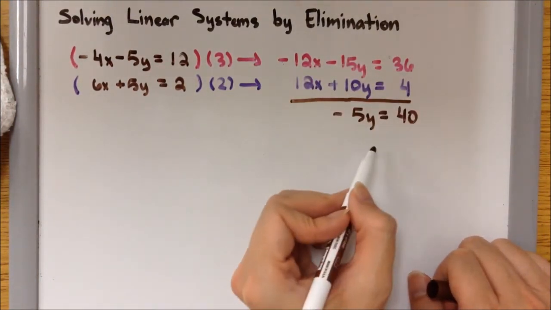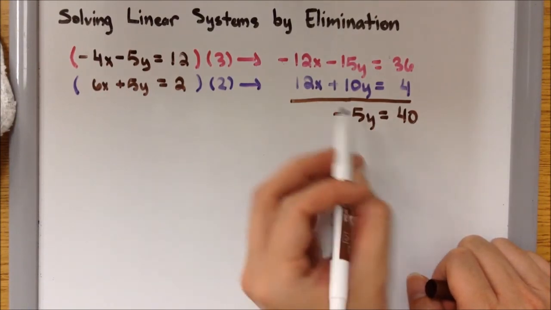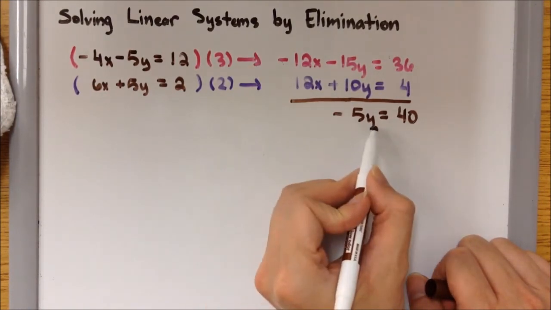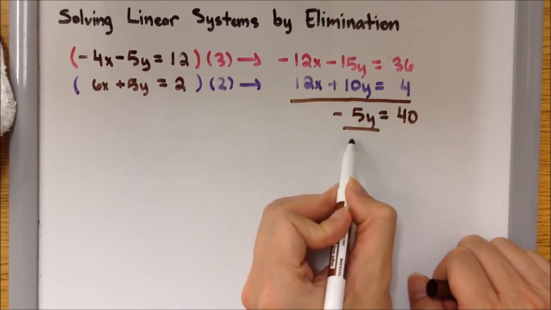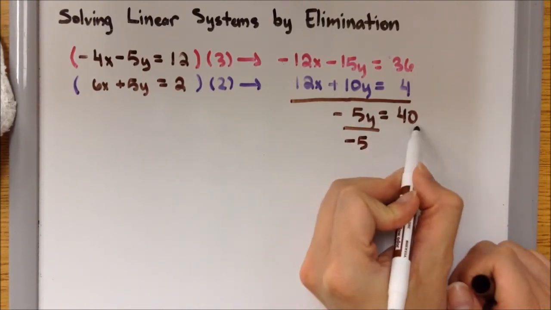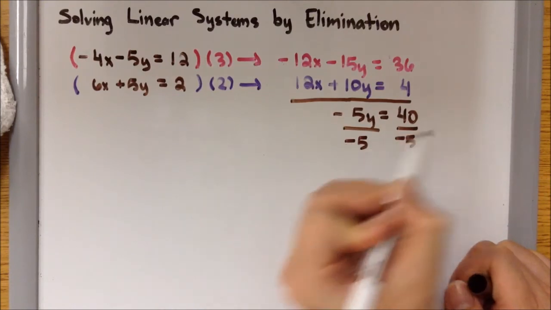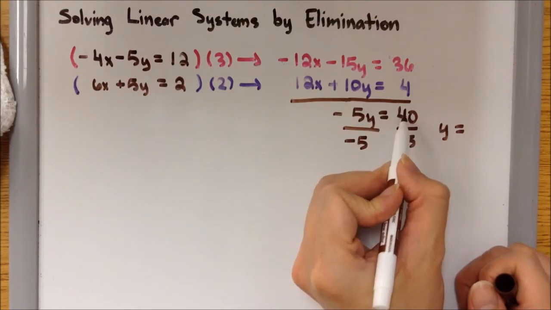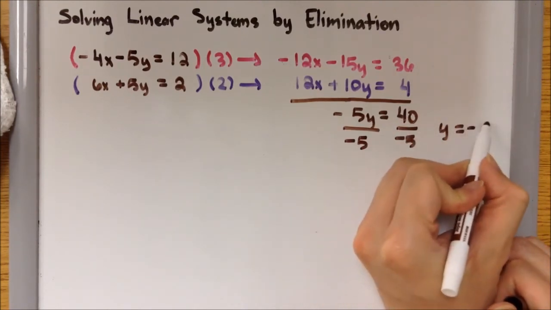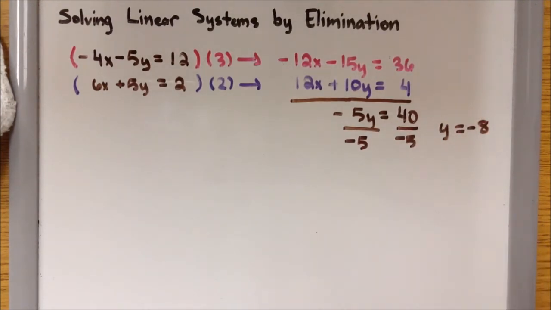Alright, so I'm one step closer to solving for y. If I want to get y by itself, I need to divide. Since the number is directly in front, I'm going to divide by negative 5. Therefore, y will equal 40 divided by negative 5, which is negative 8. So y equals negative 8.